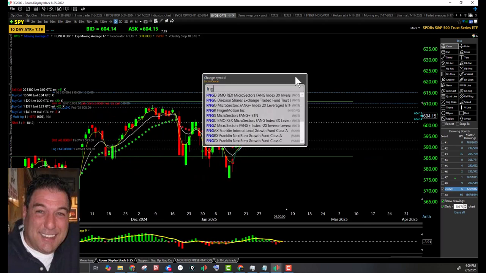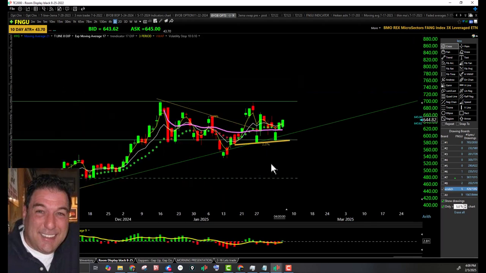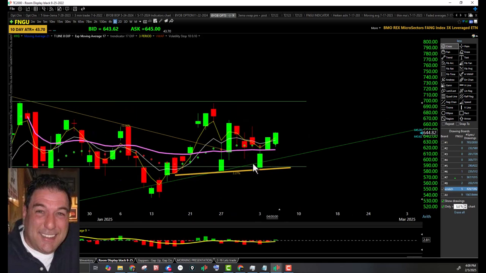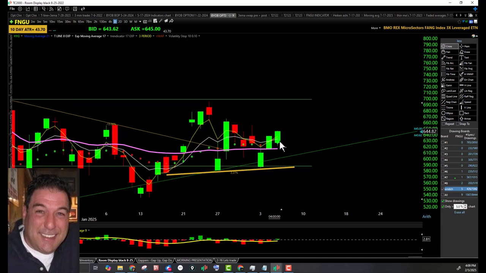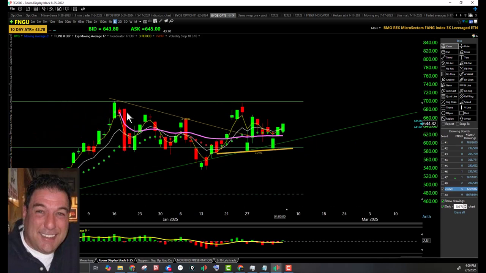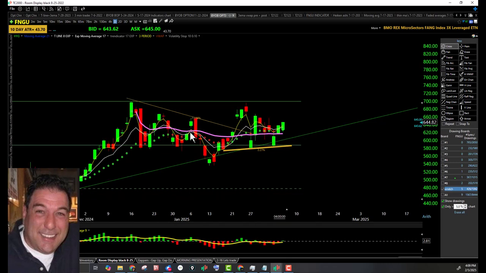Let's take a look at FNGU. FNGU still in a downtrend, because they took out this low below the 17. All right, price action: higher low, higher high, closing over the trap, over the 17, over the all-time high anchored VWAP, over the downtrend line and over the uptrend line. Looking good for FNGU. Still consolidating up here in quadrant 4.